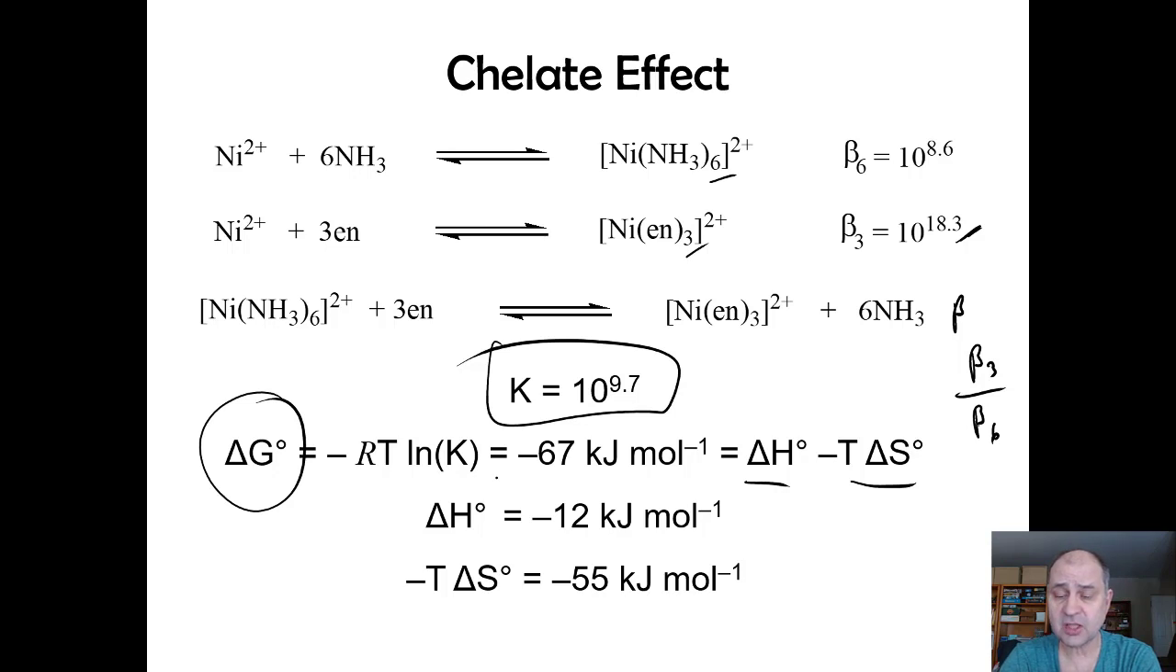Of course, delta G has 2 components, delta H minus T delta S, and in this case it's mainly an entropy driven reaction as we've determined. So we get negative 55 kilojoules per mole for the entropy, but it's also thermodynamically favorable. So we have a negative enthalpy, so this reaction will be spontaneous at any temperature. So that goes back to basic Gen Chem stuff, right?